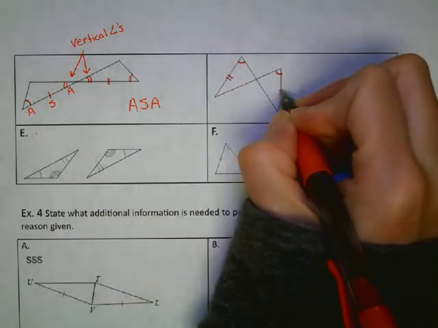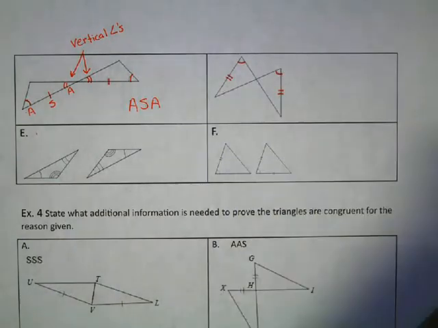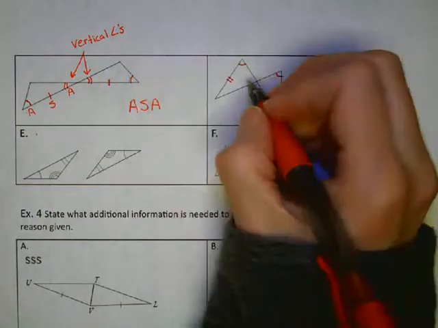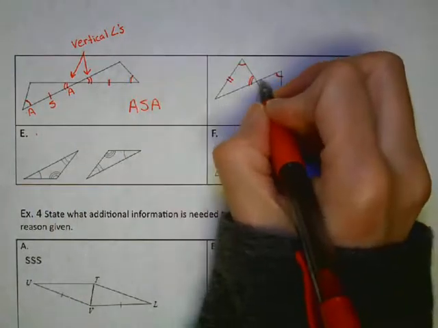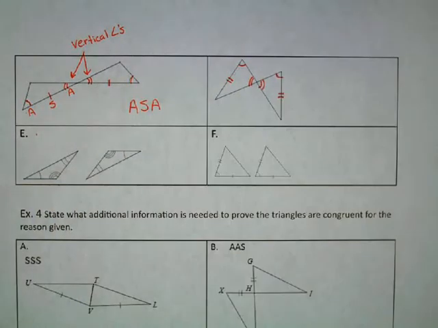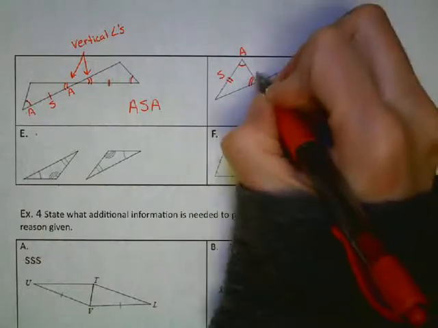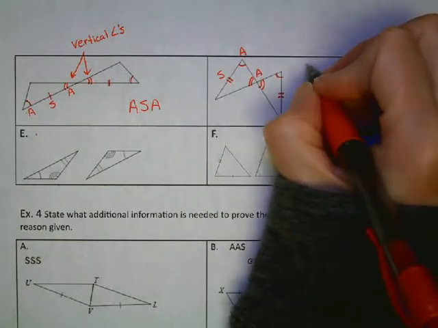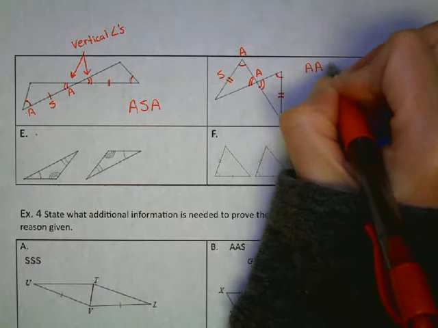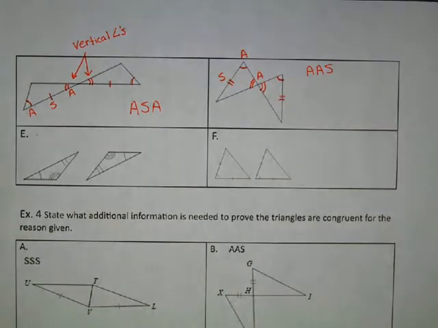Okay, this one we have vertical angles again in this picture. You know vertical angles are congruent. So we have a side, an angle, and an angle. So out of our choices, side, angle, angle, or angle, angle, side is the same thing. So these are congruent.